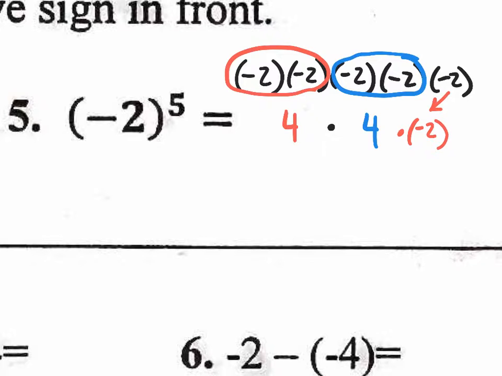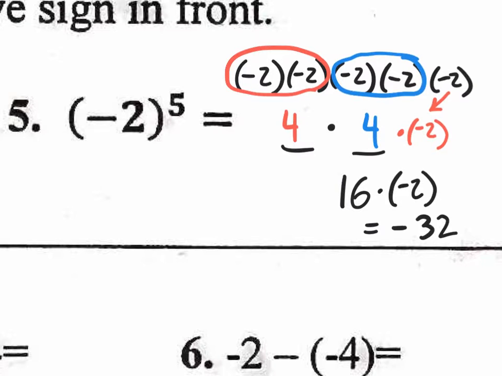So what is 4 times 4? That's 16. And then what is 16 times negative 2? Well, a positive times a negative is a negative, and 16 doubled would be 32. So the answer is negative 32.